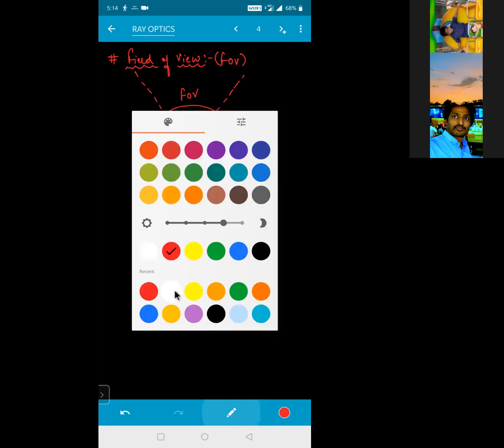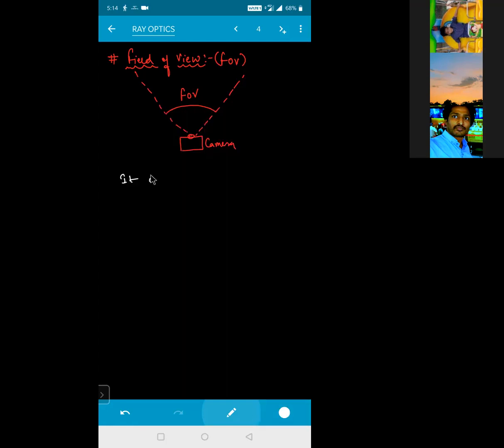Field of view means, in the definition, if I need to write: it is the region in which the image of an object can be seen. This is the region in which, if I'm standing here, can you take my picture? No, sir, it won't come. So any object within this region, you can take a picture. That region is called the field of view.